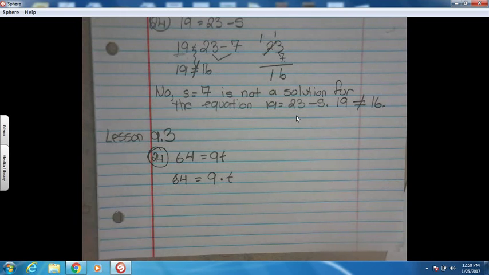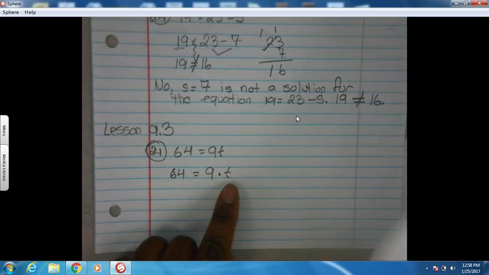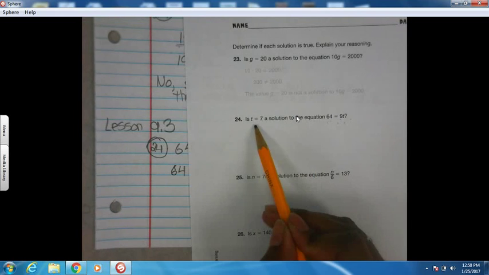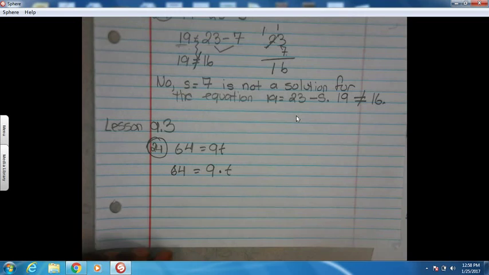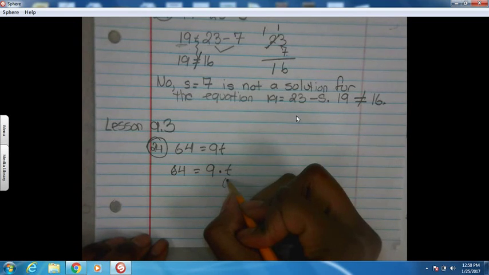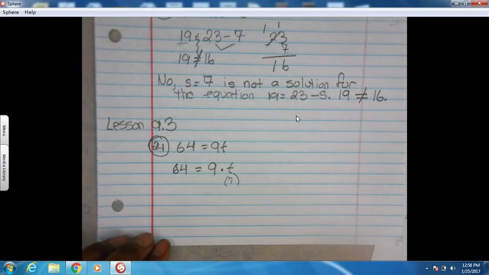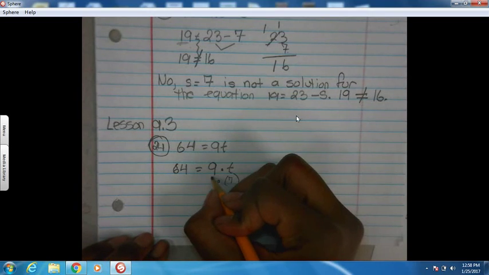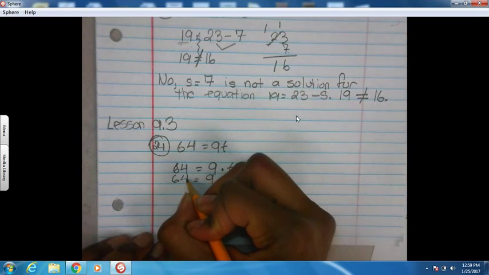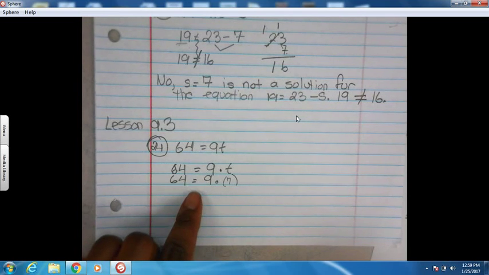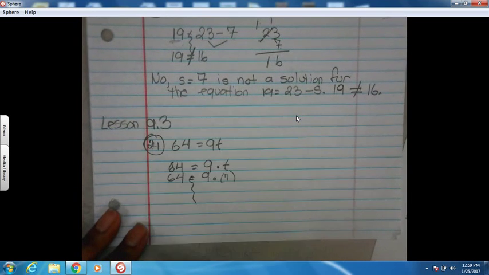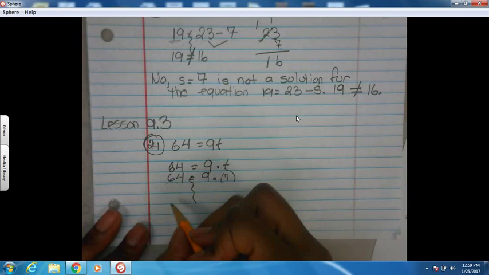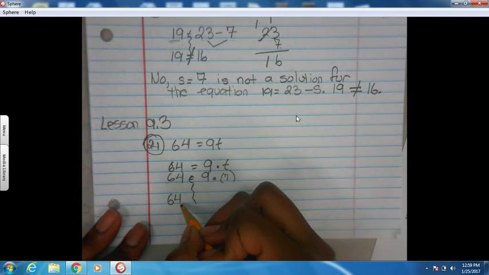So now let's go ahead and substitute for t. What do they say t is? T equals 7. Well, whenever I see a t, I'm just going to write a 7. And then I'll rewrite the problem. So 64 equals 9 times 7. A lot of you can probably already see the answer, but let's go ahead and solve it anyway. Well, I'm going to bring down the left side because it's literally just the number. I don't have to do anything on this side.